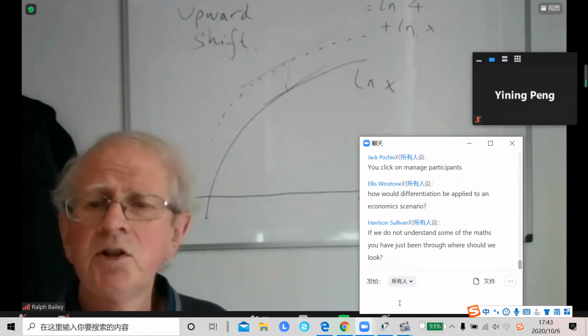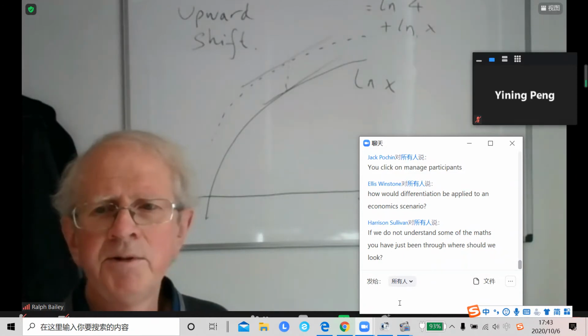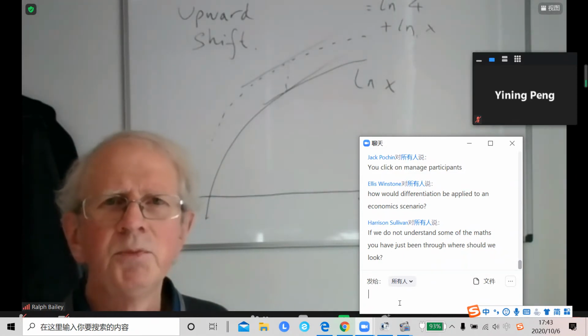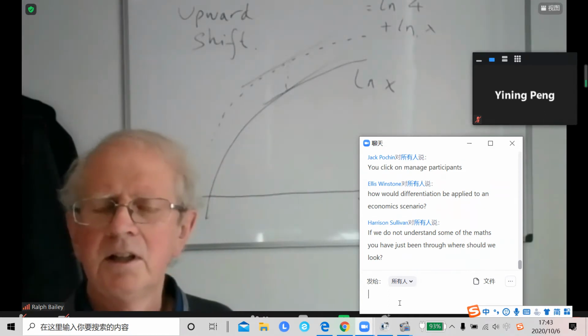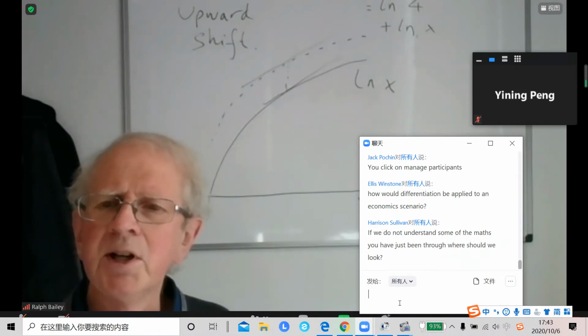How would differentiation be applied in an economic scenario? Well, we'll see plenty of examples. One example we've already seen would be to obtain the marginal cost. But there'll be lots of other marginals as we go along.